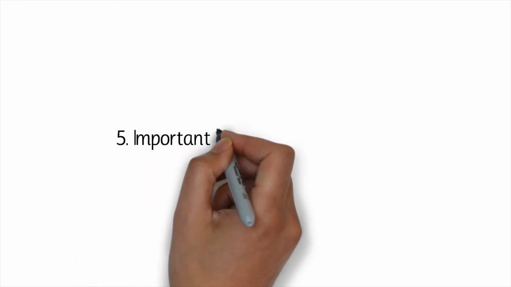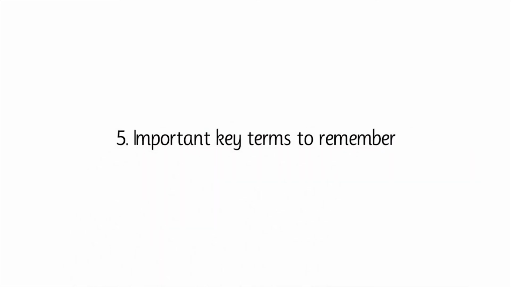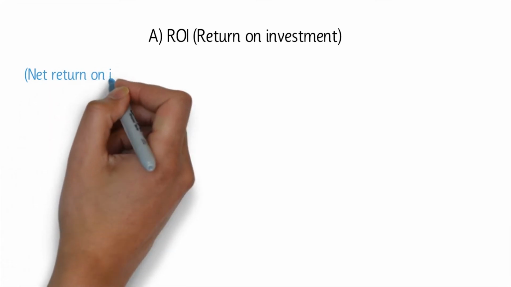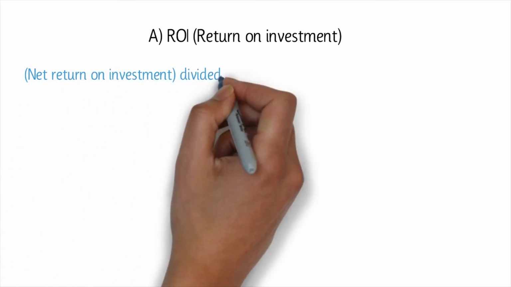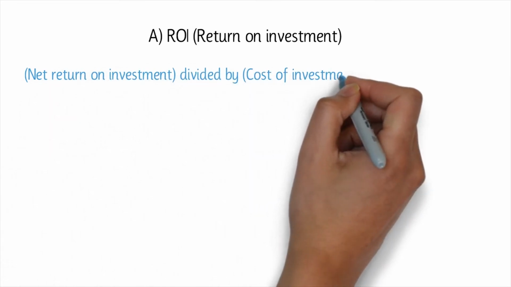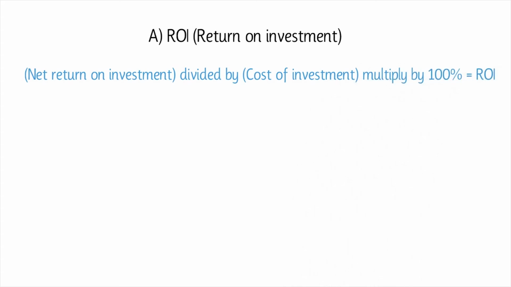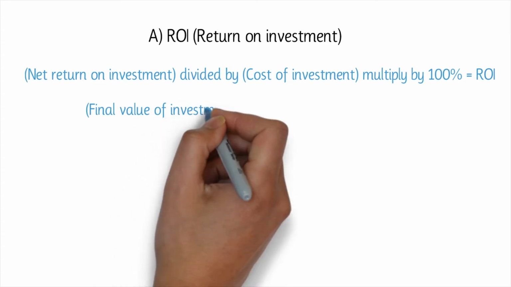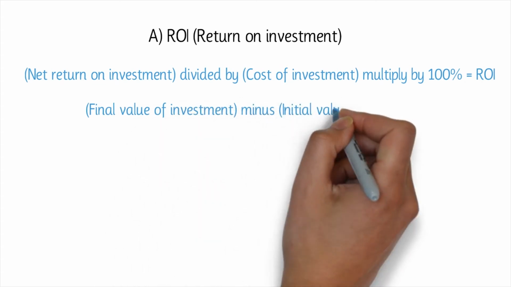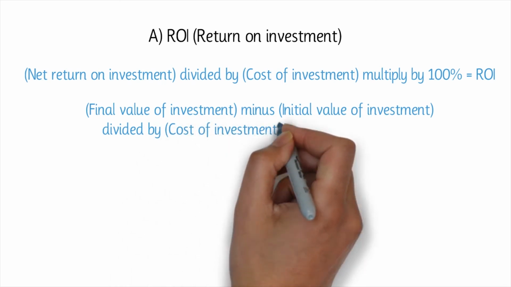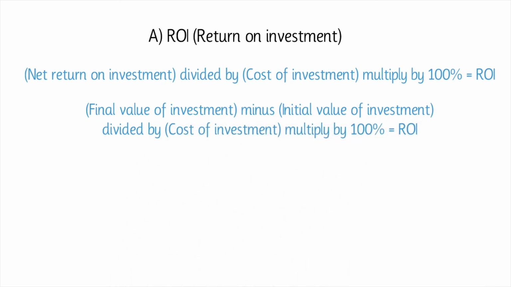Number 5, important key terms to remember. A, ROI, return on investment. To calculate your return on investment, it's going to be net return on investment divided by cost of investment multiplied by 100% equals your ROI, or final value of investment minus initial value of investment divided by cost of investment multiplied by 100% equals your ROI.